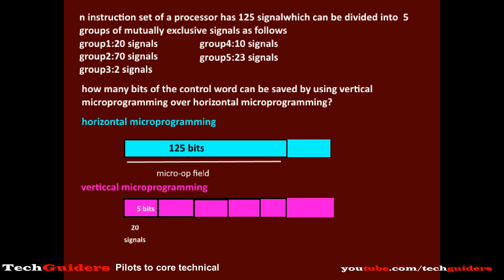There are 20 signals in group 1 which can be encoded with ceil of log 20 to the base 2, 5 bits. With 4 bits we can identify only 16 signals, so minimum 5 bits are required to identify 20 signals.